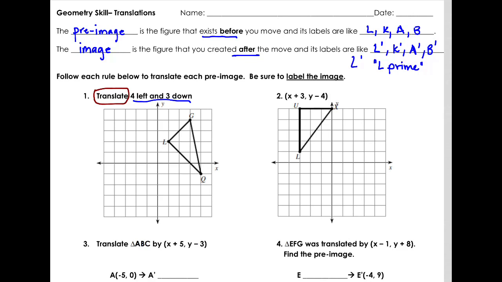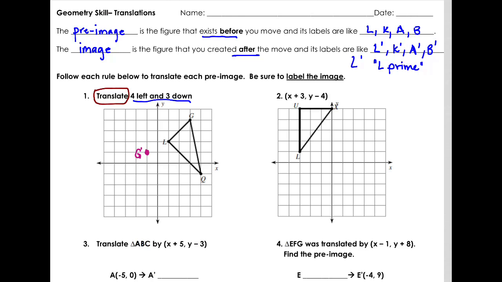So I'm going to look at G and I'm going to move it 4 left, 1, 2, 3, 4, and 3 down, 1, 2, 3. So, I didn't go all the way down, but there we go. So I know this is going to be G prime. So that's the image of G. And we don't need all these little marks. I was just using them to show you my moves. So that was 4 left and 3 down.